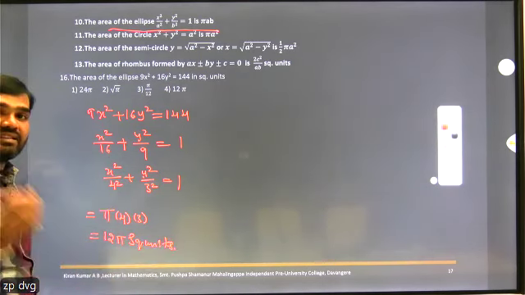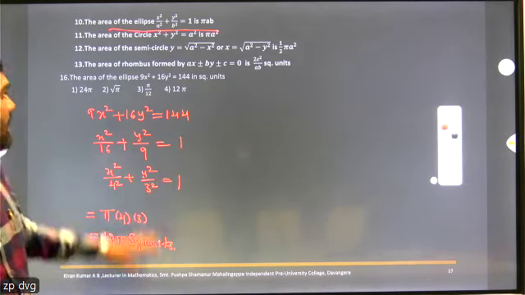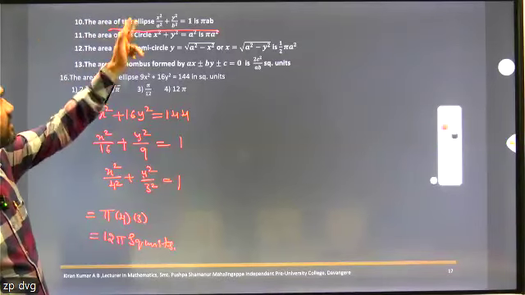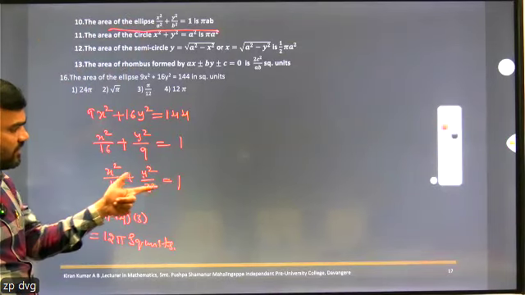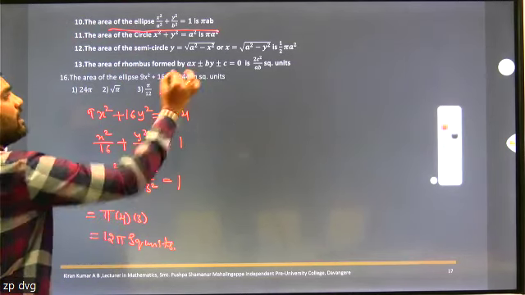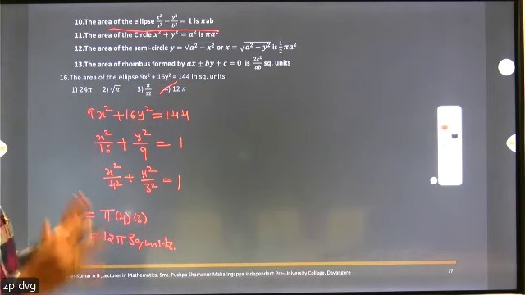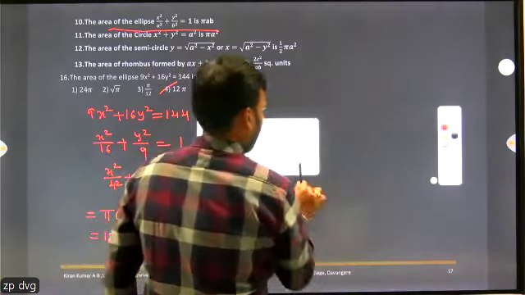Very easy. In the PU, it will take more time. The area of the ellipse x square by a square plus y square by b square equal to 1 is pi AB, that is 12 pi square units. Okay? One minute, we are doing this problem. Next, we go for the next problem.